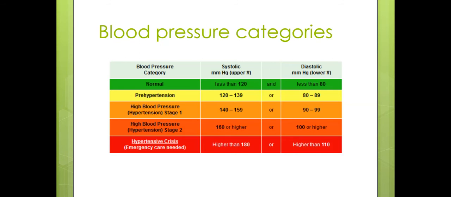Now, how do you remember this chart? If you remember that systolic is by 20 points and diastolic is by 10, then you should be okay.